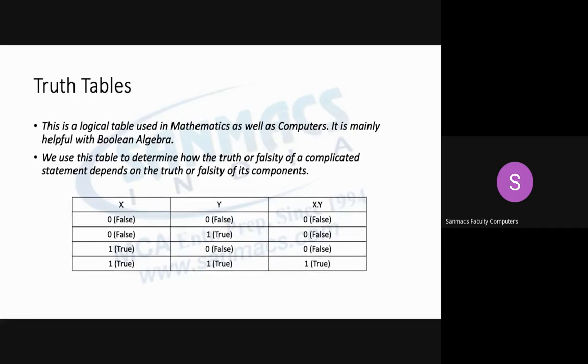So for example, in this particular table, suppose we have two variables, x and y, and we have a compound statement, say x dot y. Here, x basically can take two values, 0 or 1, and so can y. Since we have two variables, we have a total of 4 combinations. And x dot y gives us whether the compound statement is true or false based off of the components and the values of those components.